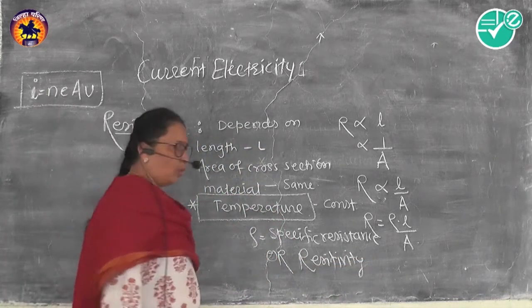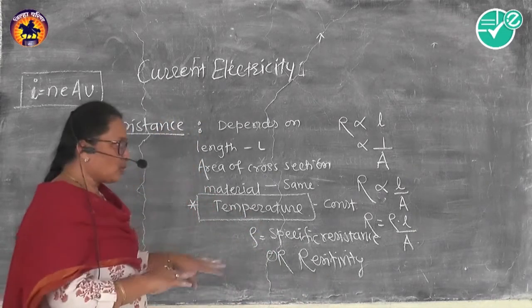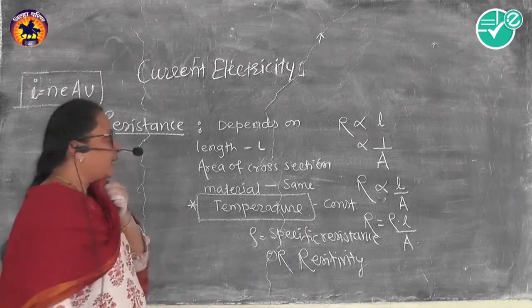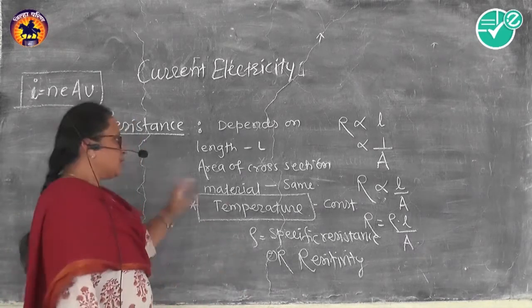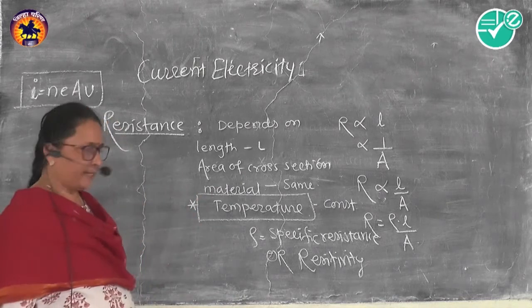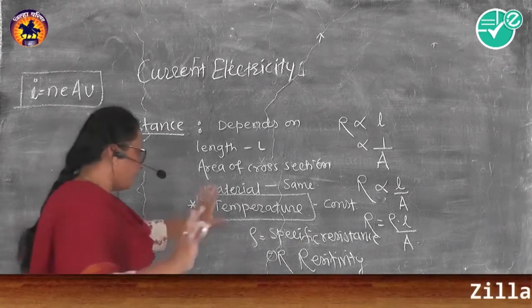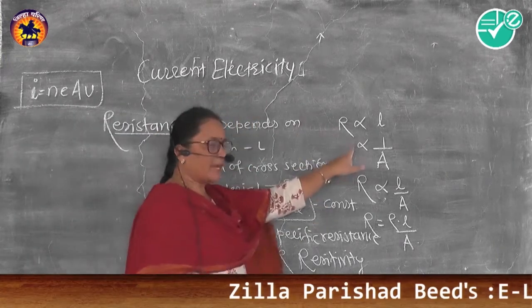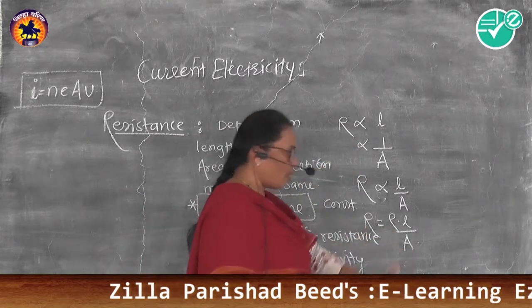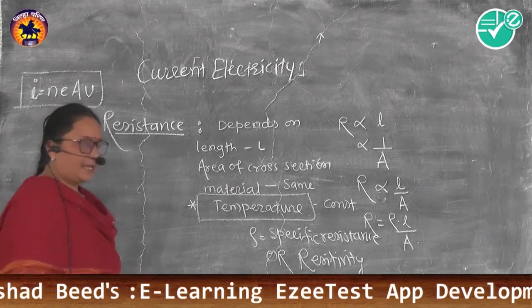So this is rho. It is a constant, a purely intrinsic property of any material. This is purely a property of the material. It means if we keep the material the same and the temperature constant, then the resistance of that given conductor depends on all these things. So R is equal to rho into L by A.